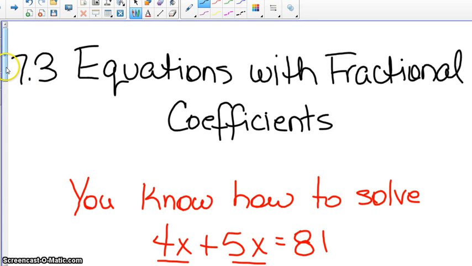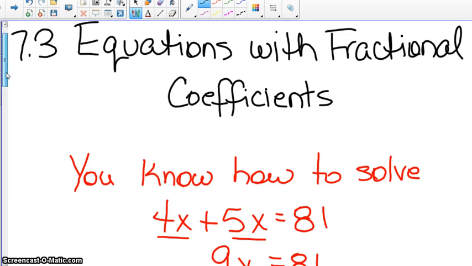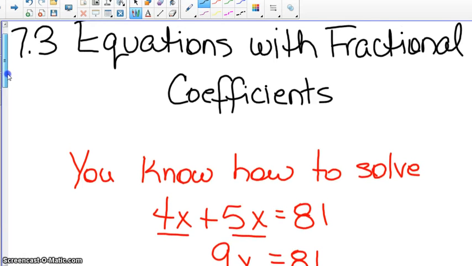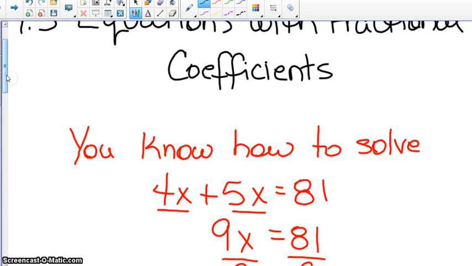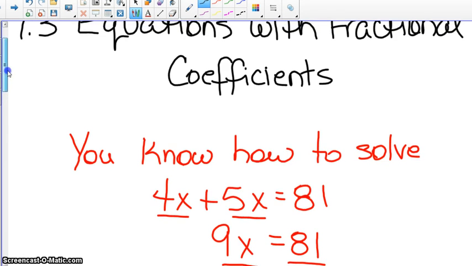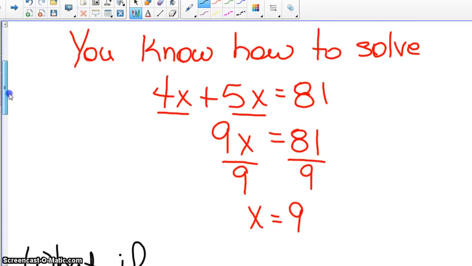Alright, this is 7.3, equations with fractional coefficients. You don't have to write this part, write the title, but you don't have to write this in red. Alright, you know how to solve problems like 4x plus 5x equals 81. We're going to combine like terms and then divide to solve for x.